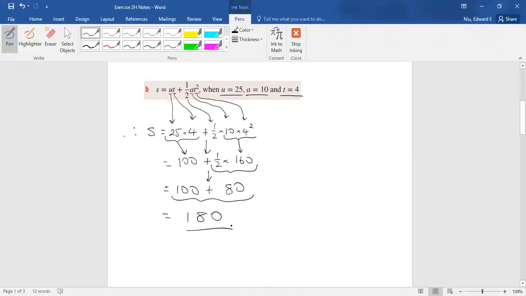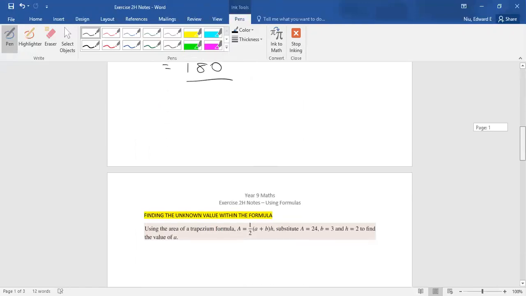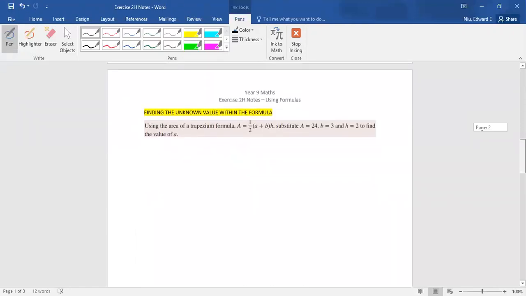So there you have it. There's our answer. Alternatively, if you go 25 times 4 plus half times 10 times 4 squared in your calculator, you should get 180 as well. So feel free to do what's suitable for you.